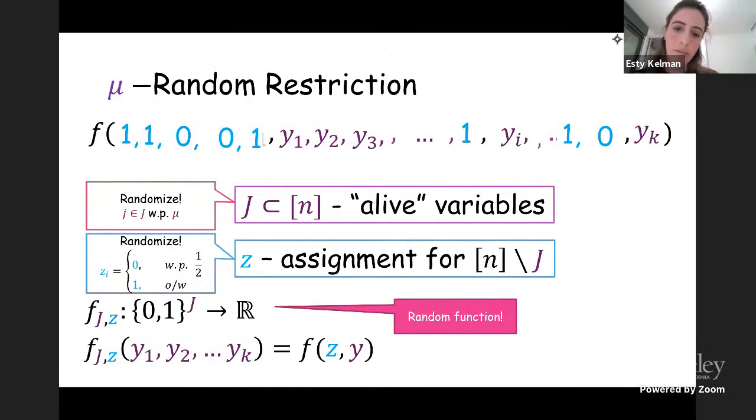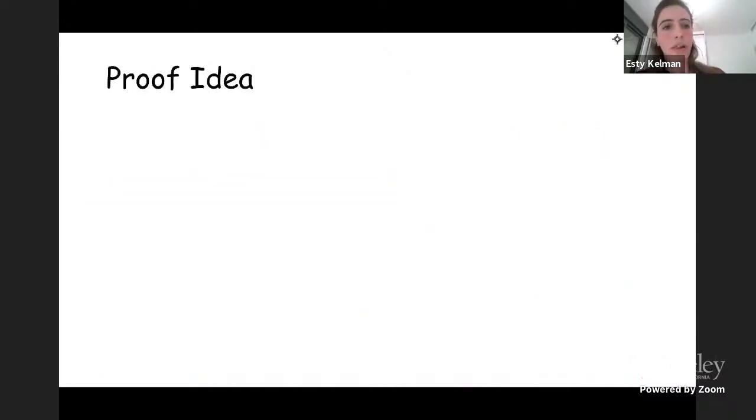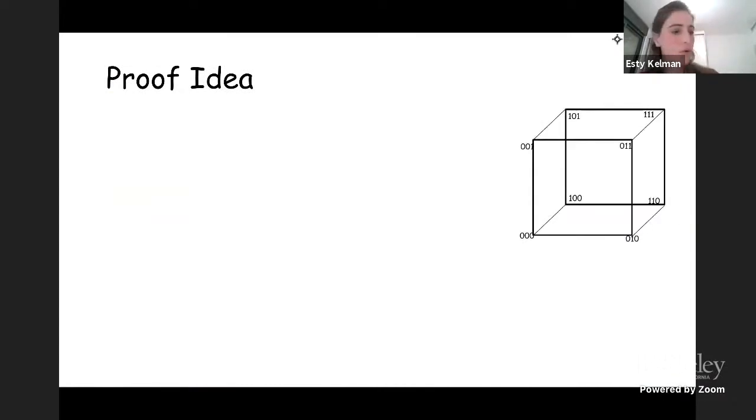And now we can ask some questions about this random function. For example, if we choose mu to be 1 over d, then for every character, a subset of the variables of size d, the expected number of variables that will stay alive is 1. So now I guess that I can do it in 1 minute.